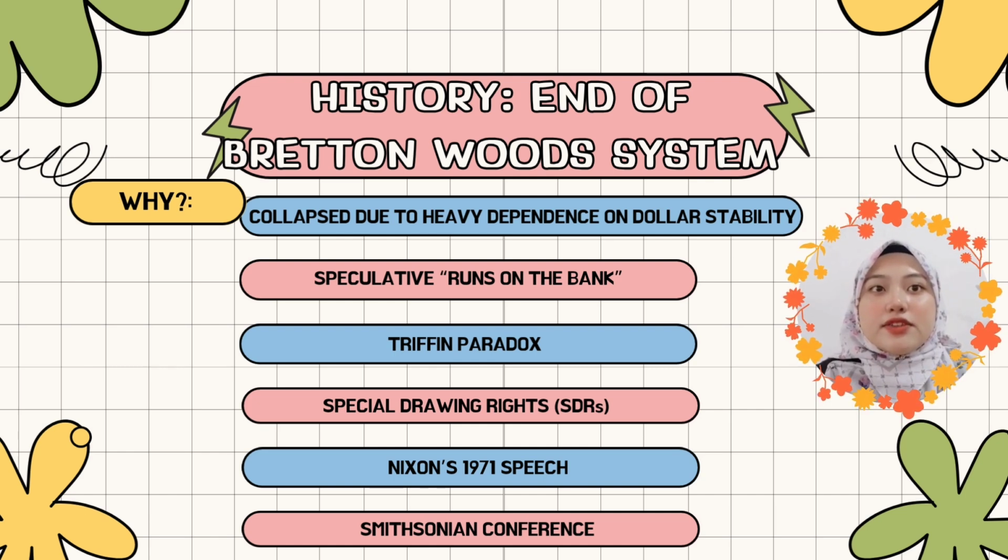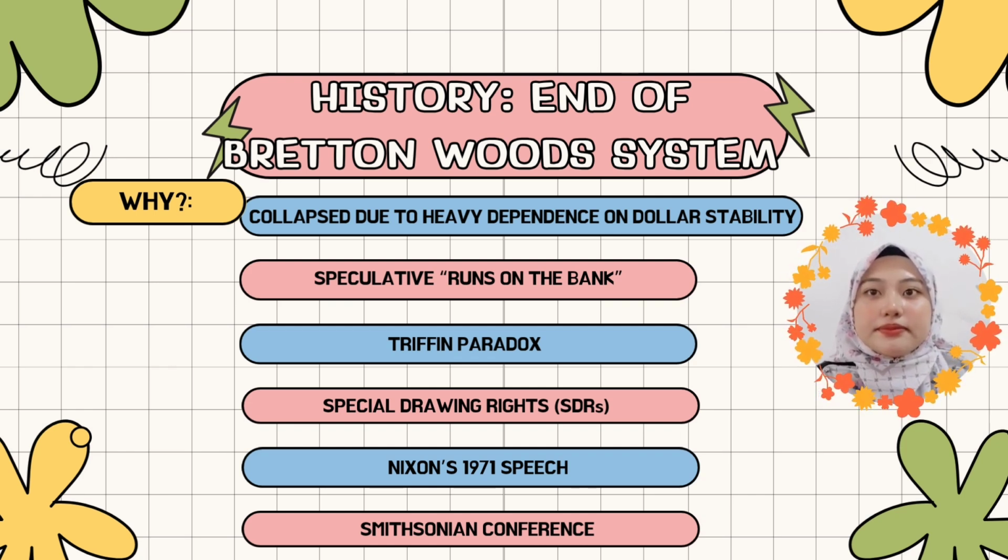Although the Smithsonian Conference later that year attempted to re-establish fixed exchange rates, the efforts were unsuccessful, and the world transitioned to a system of floating exchange rates, marking the official end of the Bretton Woods system.